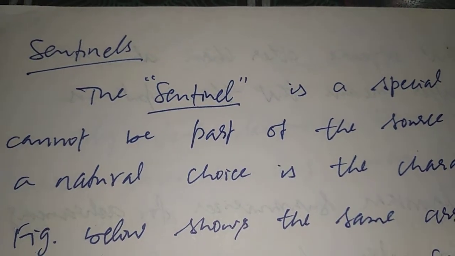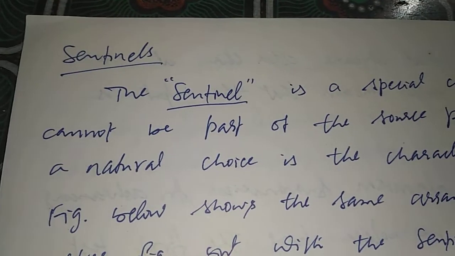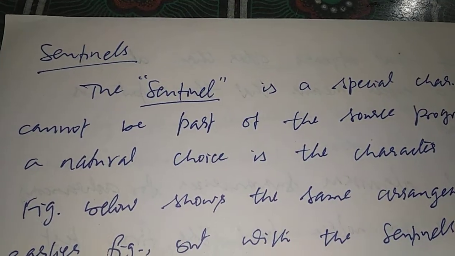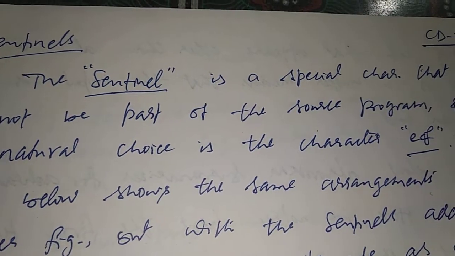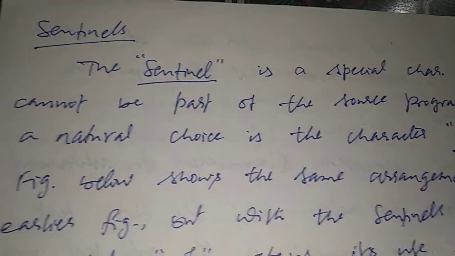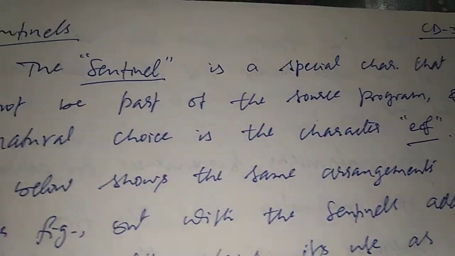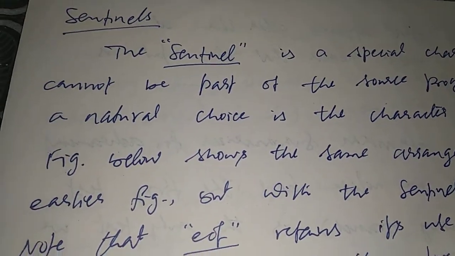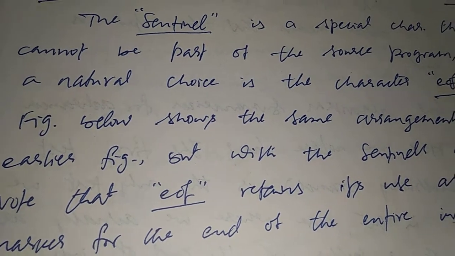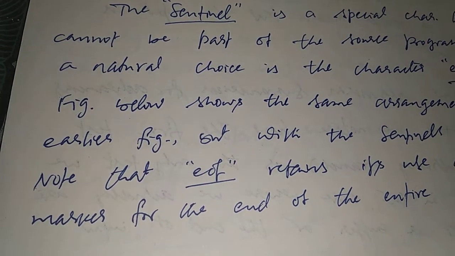Now we'll see what sentinels are. The sentinel is a special character that cannot be part of the source program, and a natural choice is the character EOF. EOF is nothing but end of file. The figure below shows the same arrangements as earlier, but with the sentinels added. Here we are going to add the sentinels.